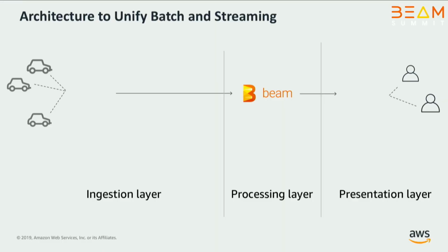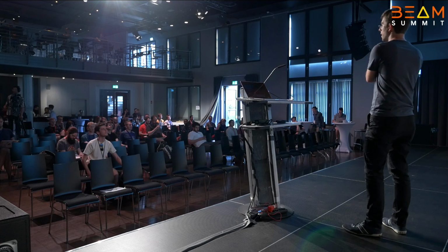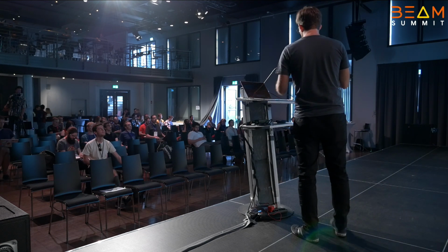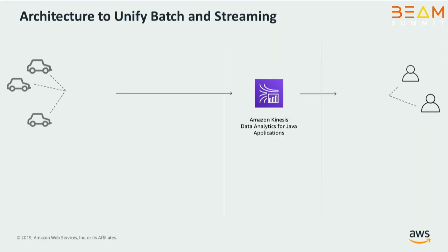As this is the Beam Summit, I guess the architecture looks something like this, right? On the left-hand side, we have the producers that send data, which are cabs, so geospatial data that is picked up by a Beam pipeline, aggregated, and then sent off for visualization. So first of all, we need to find something that can run our Beam pipeline.